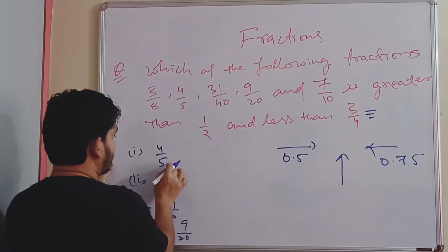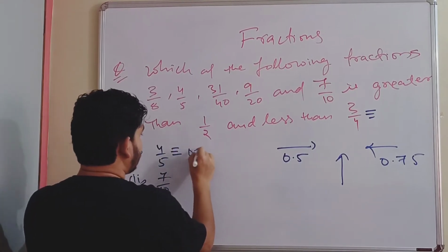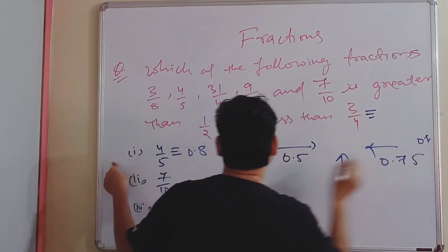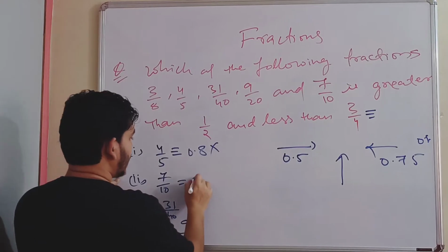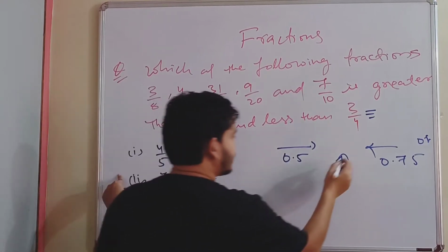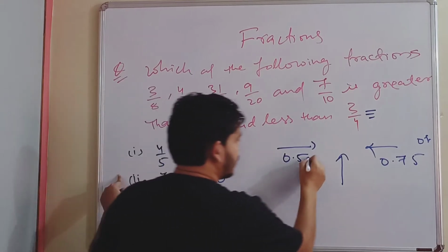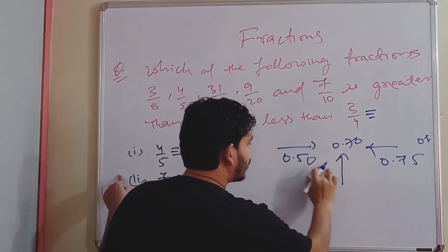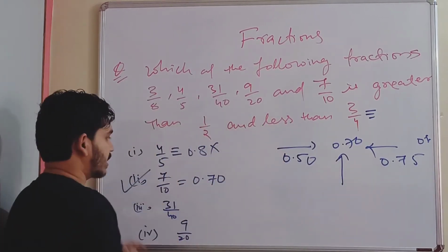Let's see. If we convert this into decimal, what you will get is 0.8. 0.8 is more than that, so that is not possible. If you convert this into decimal, you will get 0.7. If you just put 2 digits after the decimal, 0.70 is more than 0.50 and less than 0.75. So option 2 is correct.